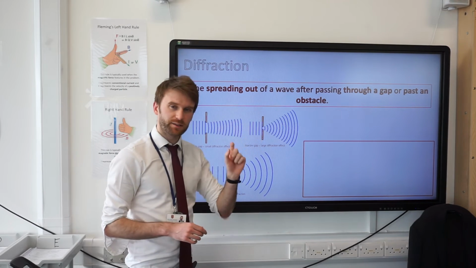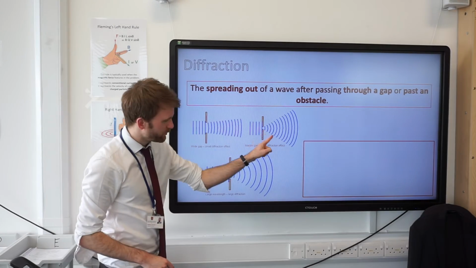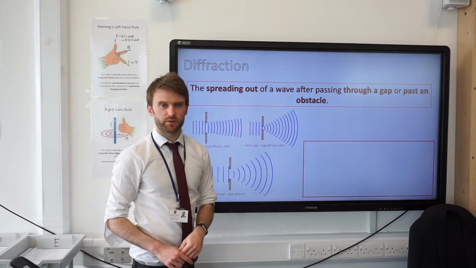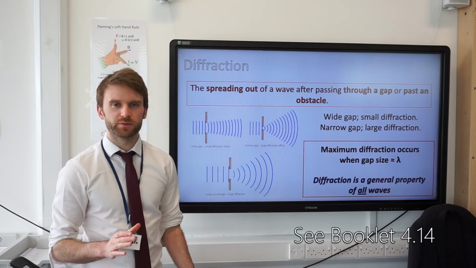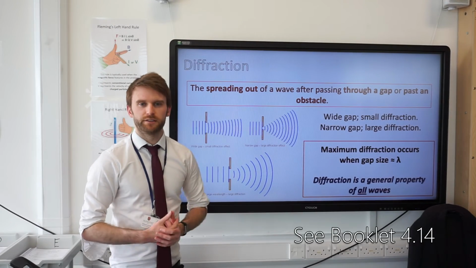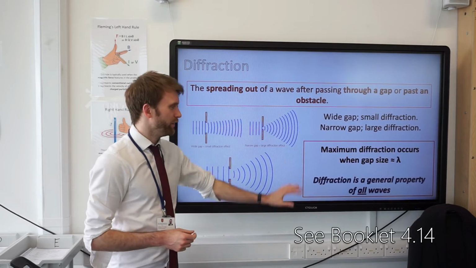When the gap has a similar size to the wavelength, we're spreading out almost at 45 degrees from the gap. That is what we call maximum diffraction. And that occurs when the gap size is roughly the same as the wavelength. And diffraction happens to all waves. There is a whole book later on advanced ideas in diffraction, but for now, this is all you need to know.